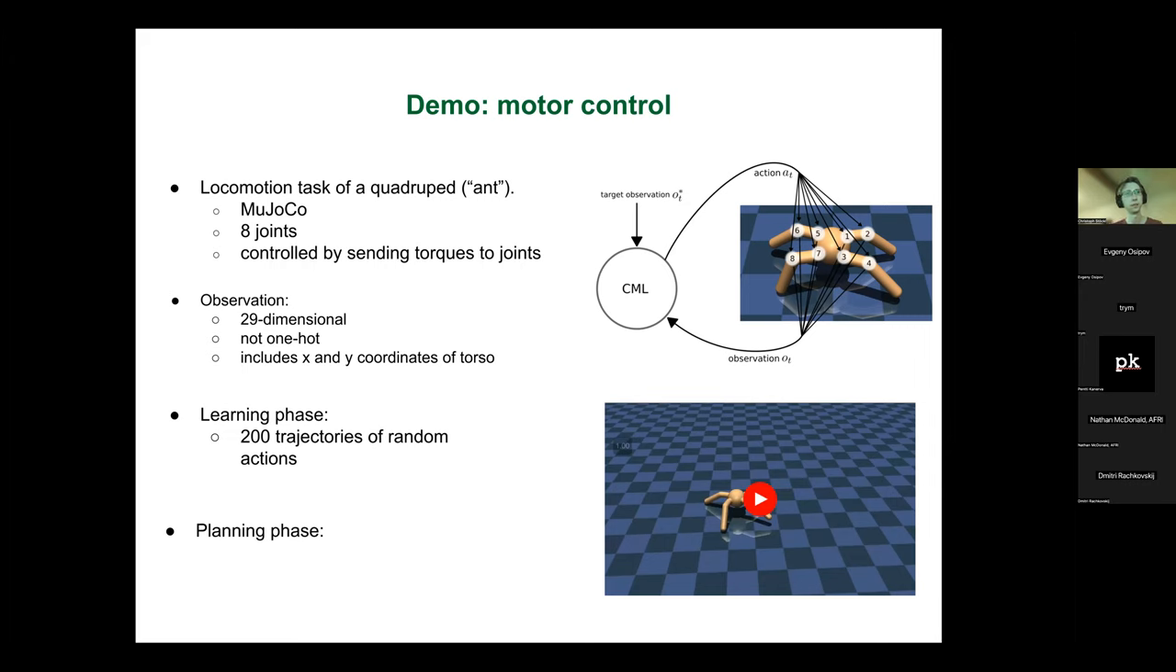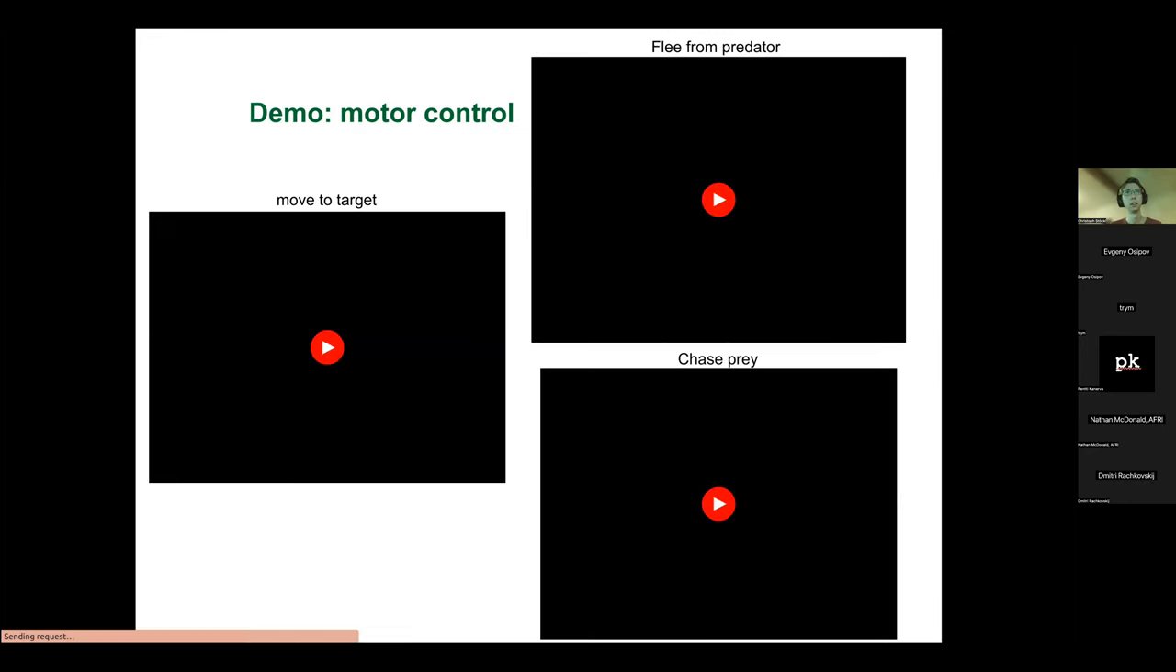And during the planning phase, we can now actually give it a diverse set of tasks. So we can, for example, let it move to a target location, flee from a predator, or chase some prey. And this is possible because we can just give it different target observations. This makes this approach rather flexible compared to other, more classical reinforcement learning approaches, where oftentimes different tasks would need different policies. And yeah, here you can see some examples.